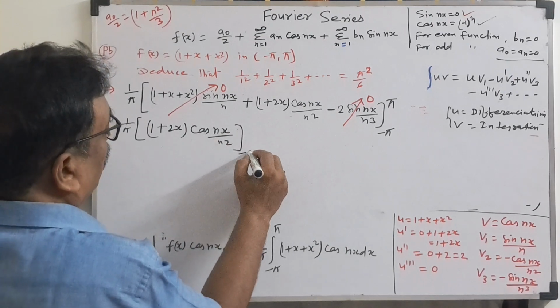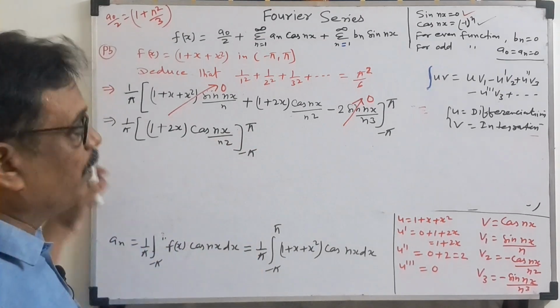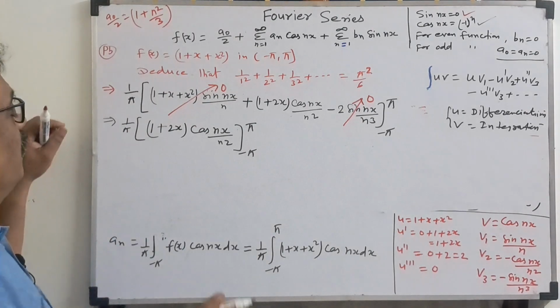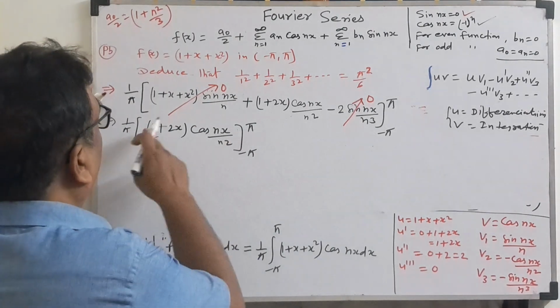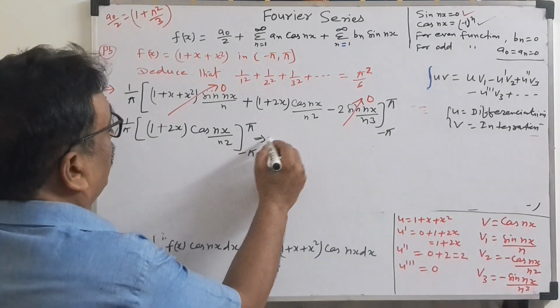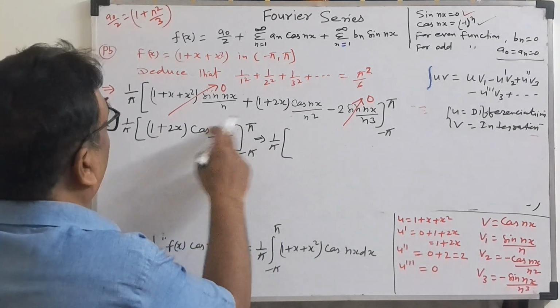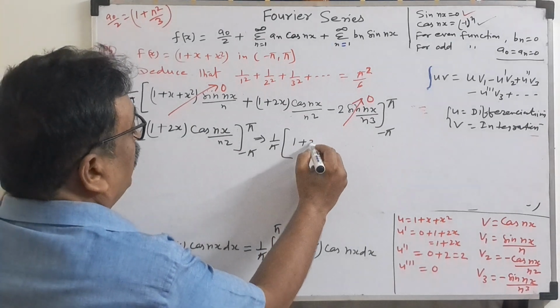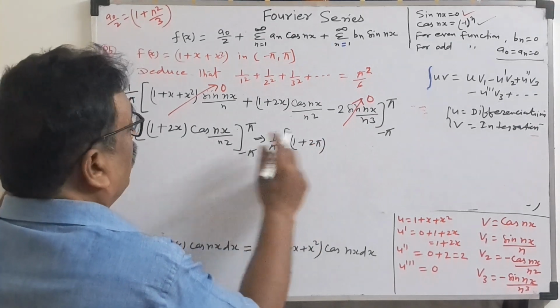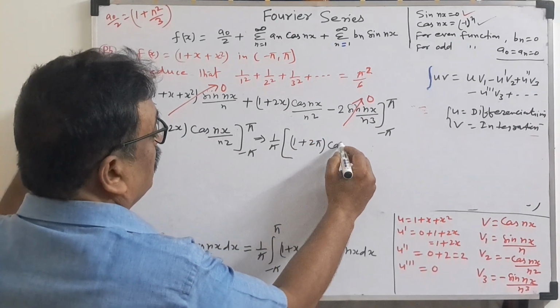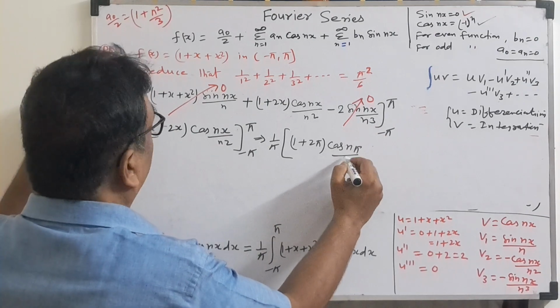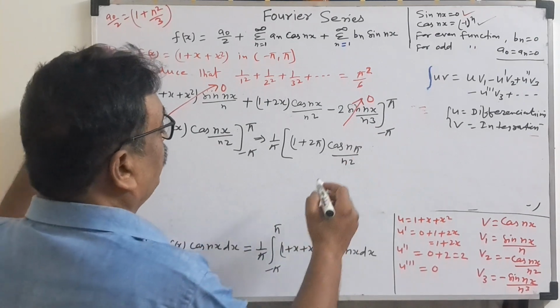Very carefully you have to write all the steps, because if any one plus or minus mistake comes, the problem will go wrong. Now apply the upper limit and lower limit. So 1 by pi, first the upper limit. What is the upper limit? Pi. So write (1 + 2 pi) cos n pi by n square, over.